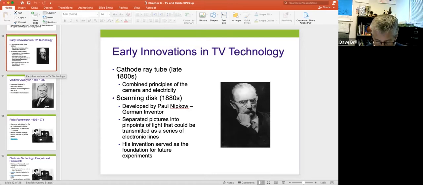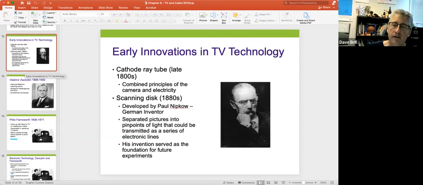So anyway, from 1897 to 1908, the development by several inventors of the cathode ray tube combined principles of camera and electricity. Inventors and technicians developed a method of encoding images at a transmission point, which would be a TV station, and decoding them at a reception point, which is your television set in your living room. All right, so who started working on this stuff? Well, there's a series of gentlemen here I want to introduce you to.